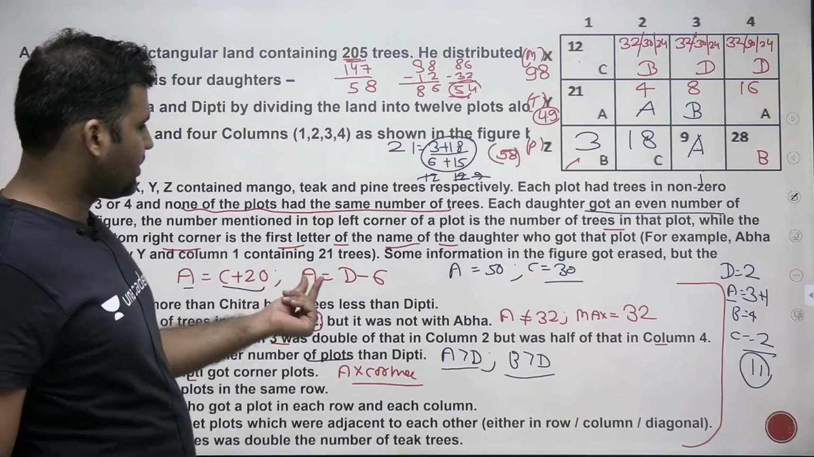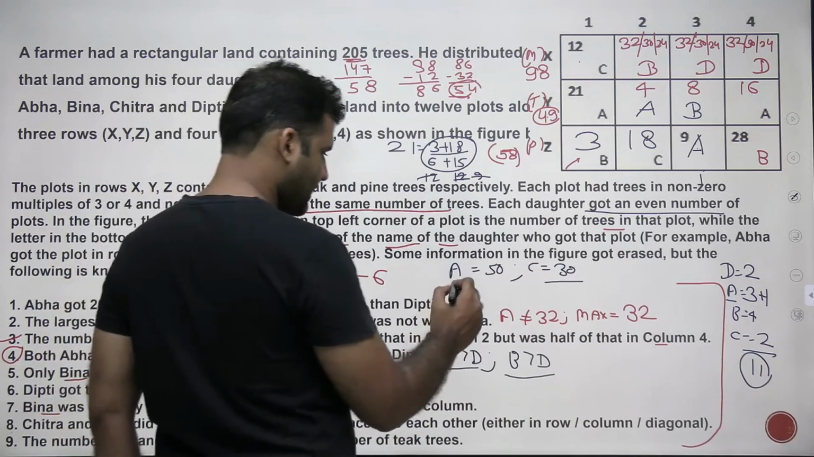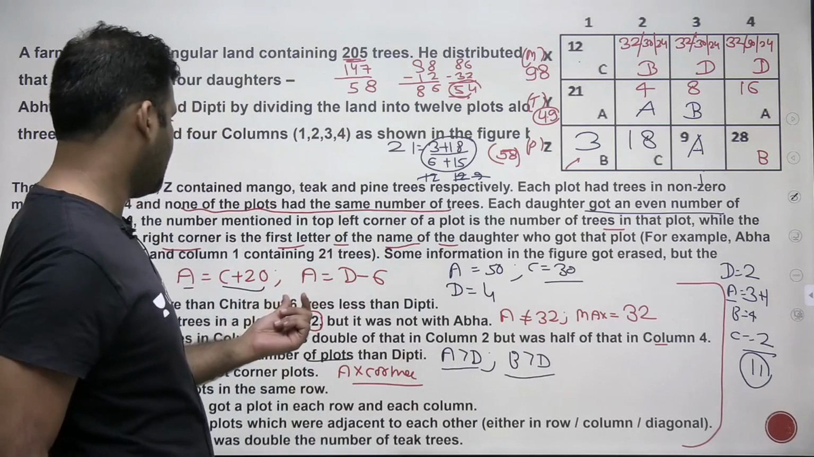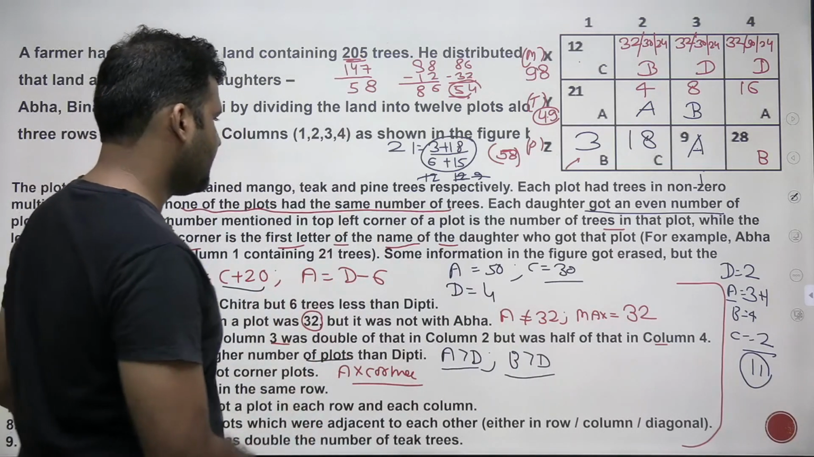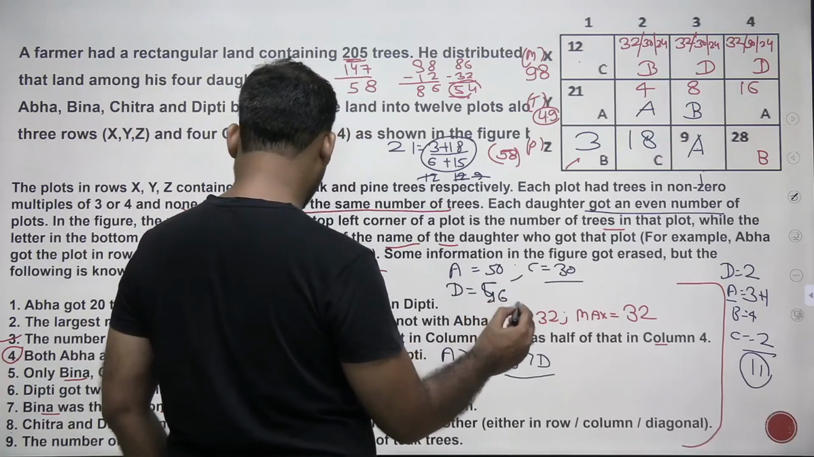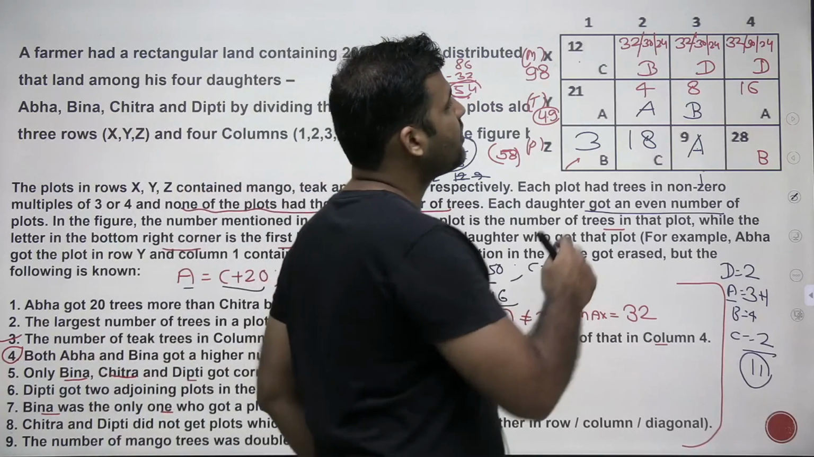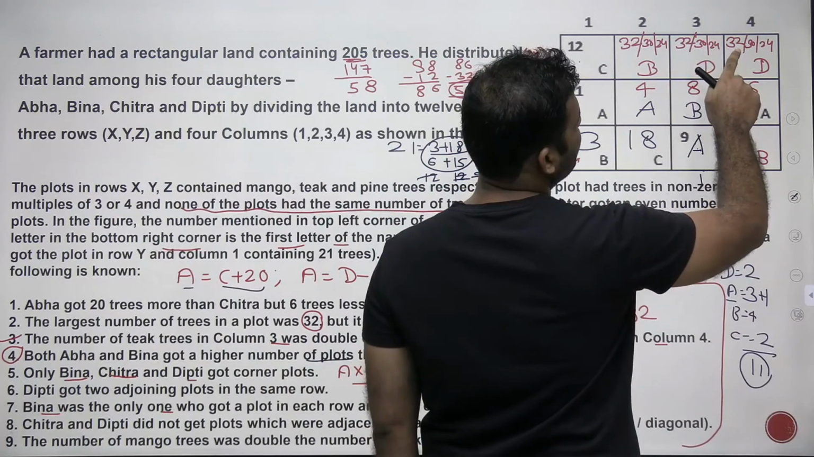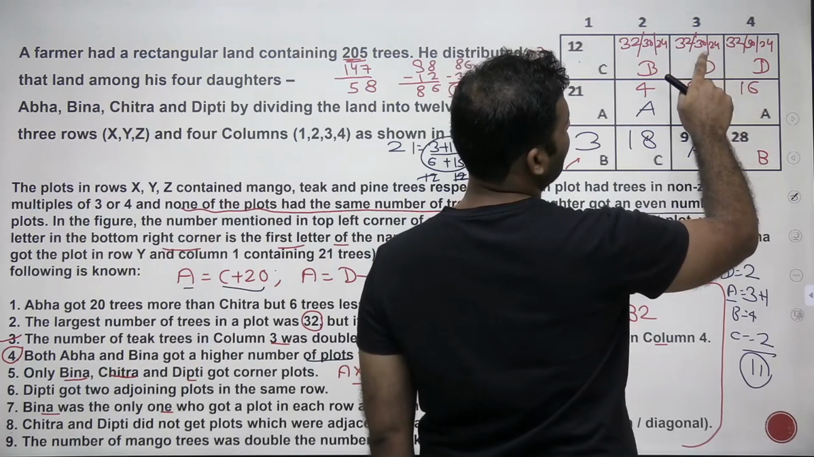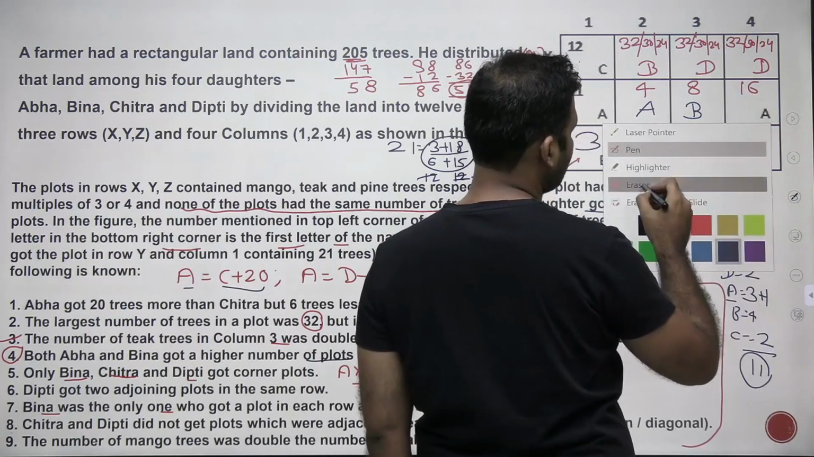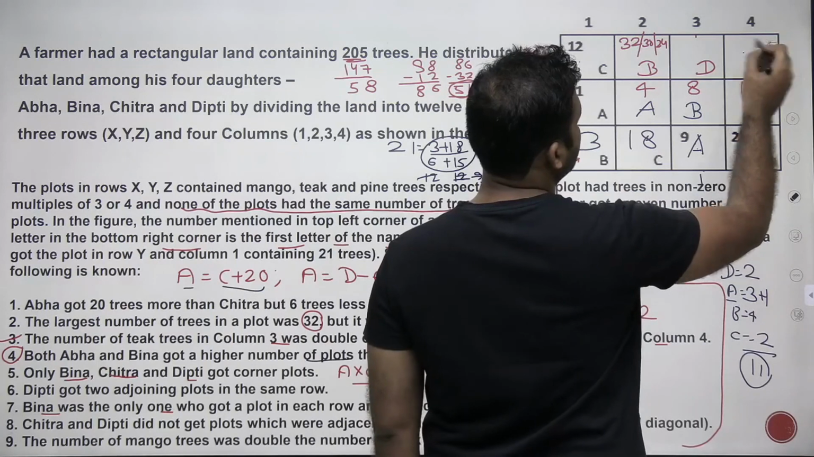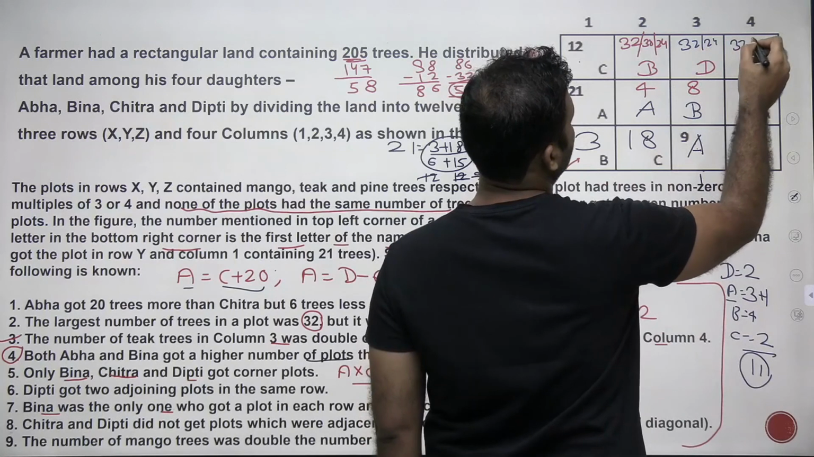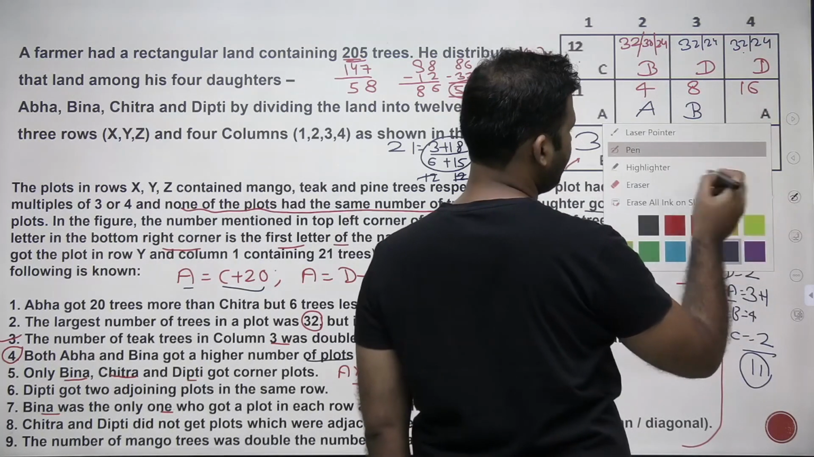And then we got Abha is also getting 6 less than Dipti. So can I say Dipti must be having 56 trees, since Abha's number of trees, 50, is 6 less than Dipti. Now if I want to give 56 trees to Dipti, you see which of these two values will give me a summation of 56, and that's only 32 and 24. So can I say that both of these two cells will be either 32 or 24, so that the total for Dipti can come out to be 56.